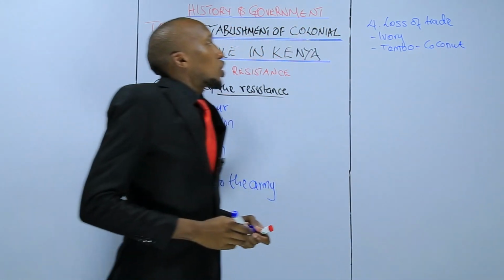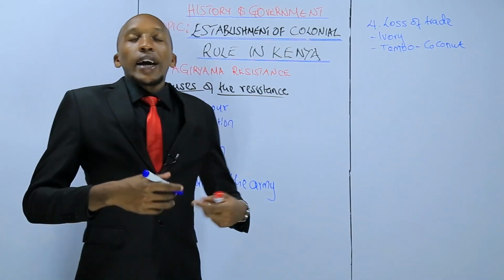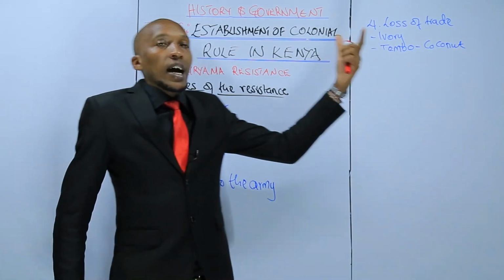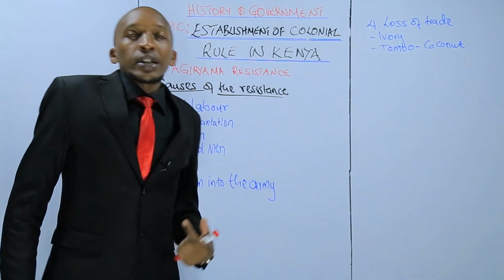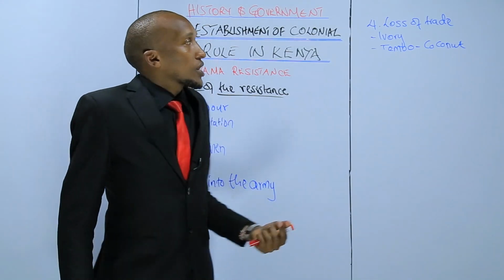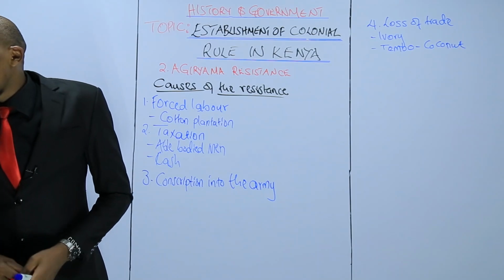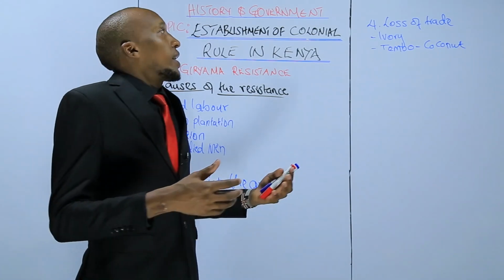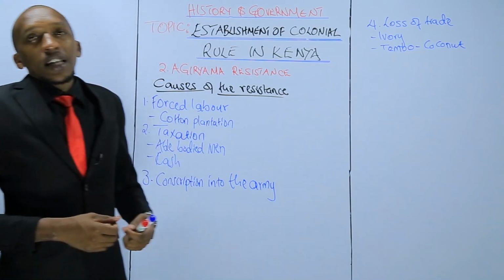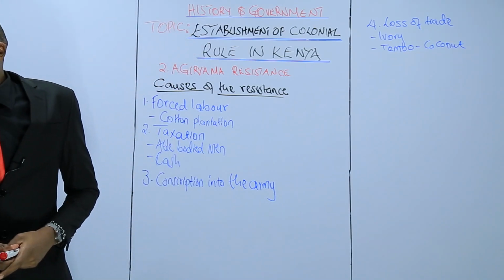So because of that, resistance had to be made against the British. Because now, remember, these are traditional ways that the Agiryama had been used to. Now, the British are stopping them from continuing with their activities. So this made the Agiryama people very unhappy and very unsettled, and they decided to resist and fight against the British.